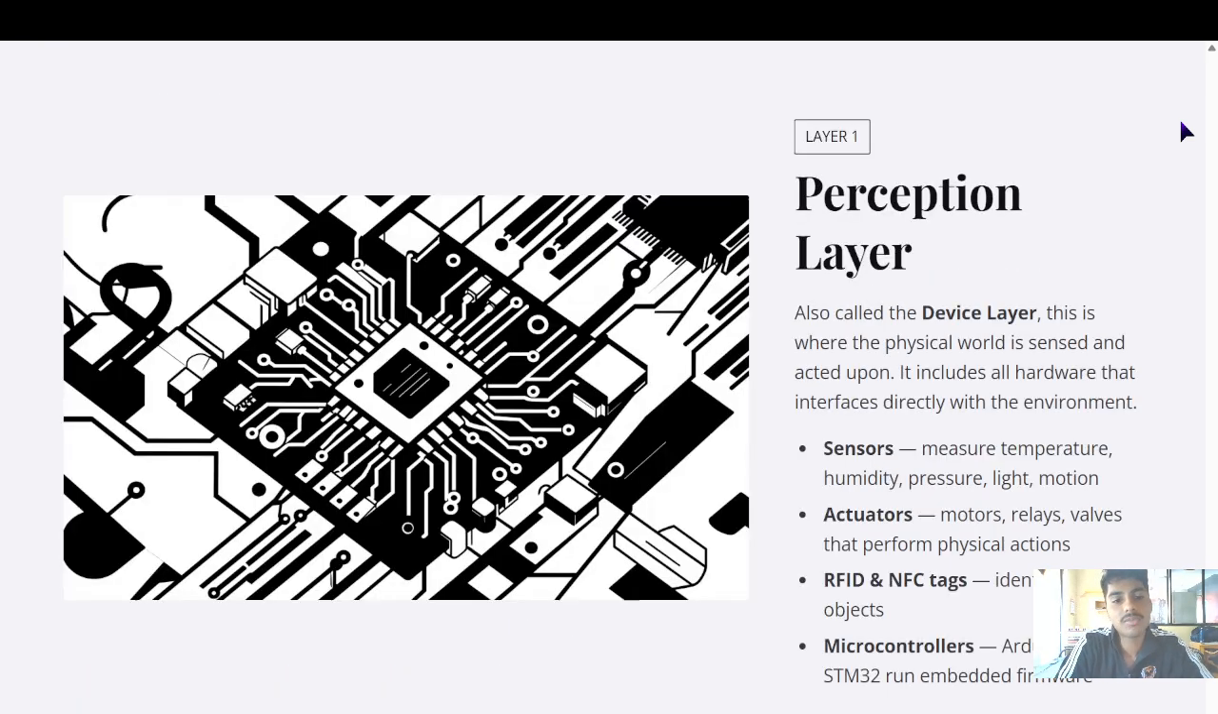This was about the architecture. Moving on to the details of the perception layer. The first layer is the perception layer, also known as the device layer. This layer directly interacts with the environment. Sensors collect data like temperature or motion. Actuators perform actions like turning on a motor or opening a valve. We also have RFID and NFC tags for identification, and microcontrollers like Arduino or ESP32 that control device behavior. This all comes under the perception layer, which is very helpful for the user.